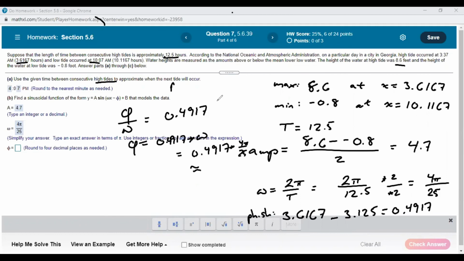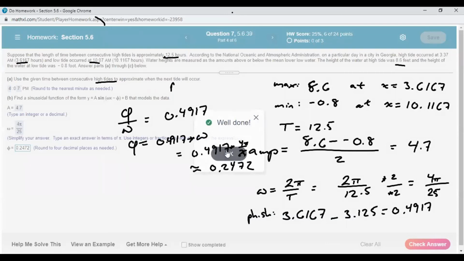So what does it say? Round to 4 decimal places as needed. So this is 0.2472, if I round it to the 4 decimal places. Okay, and now let's see. 2.472. Okay.